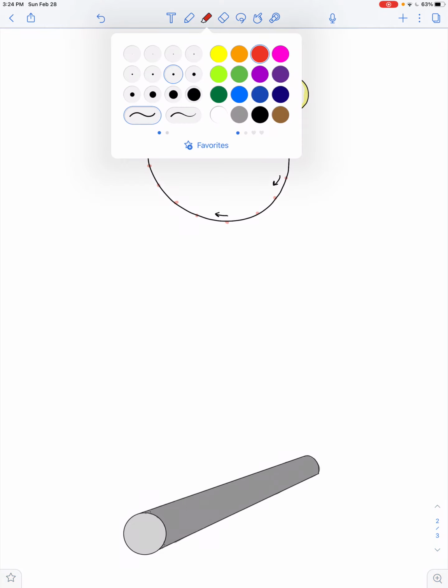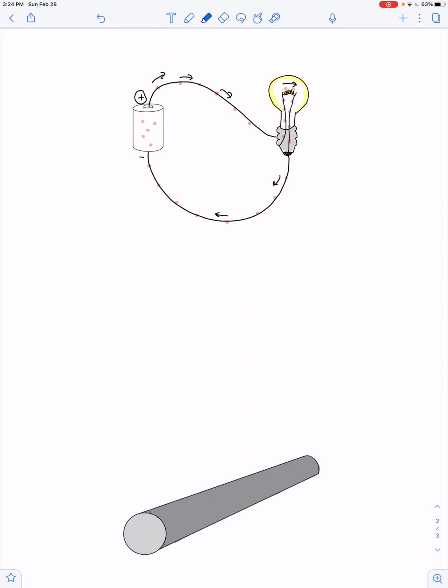In most cases, if the conductor is made out of metal, then these charges are actually negative because they represent electrons, and so the direction is opposite. Electrons would be attracted to the positive terminal of the battery, repelled by the negative, and so when the circuit's complete, all the electrons in this picture would want to circulate in a counterclockwise direction.